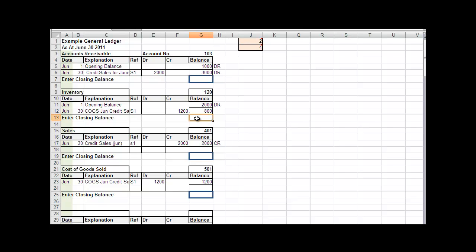We had a $2,000 debit, we add to that the $1,200 credit, which is a reduction from it because this is a credit, so we've got $800 as our closing balance.